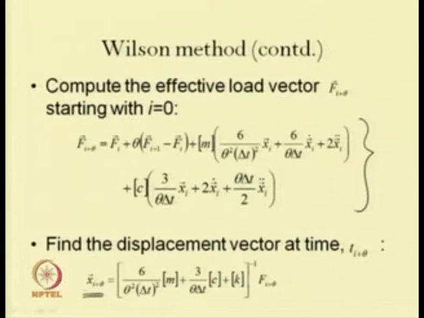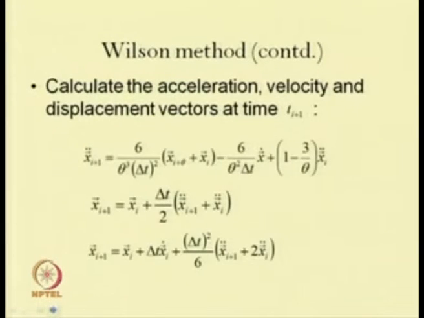So, x I plus theta can be obtained using this expression, where x I plus theta equals 6 by theta square delta t square into m plus 3 by theta delta t c plus k, to the power minus 1, into f I plus theta. So, one can obtain the value at the next iteration after the theta interval, that is x I plus theta. This is the expression for x I plus theta, which can be obtained from these expressions.